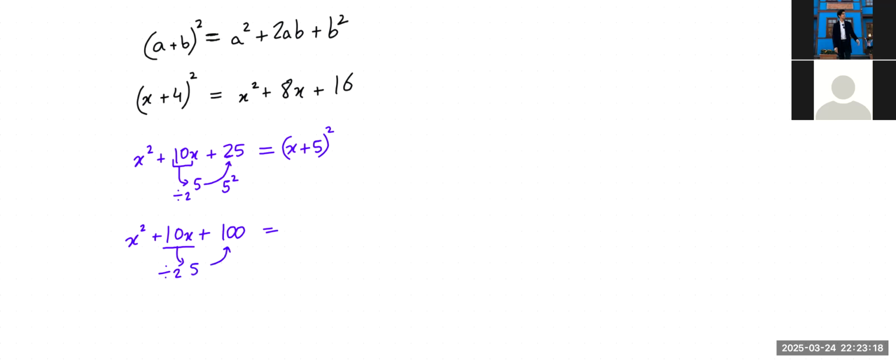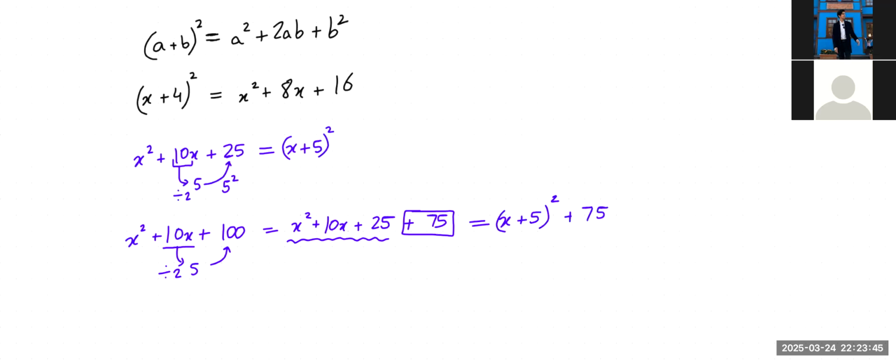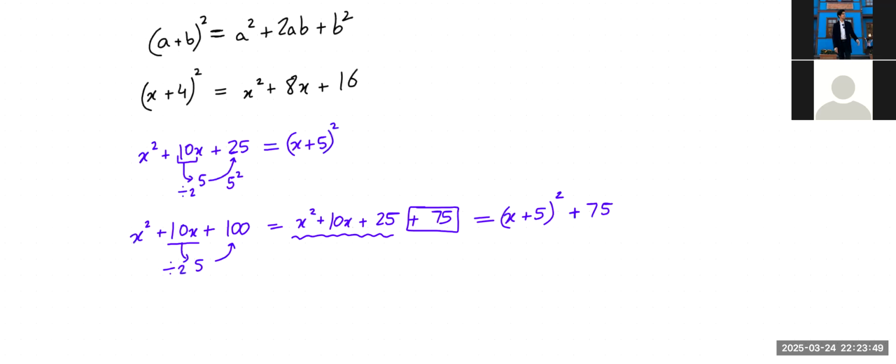So let's put a 25 there. But to keep the equation the same, let's add 75 extra on the side, because ultimately this is still 100, isn't it? By doing this, by splitting the 75 out, I have created a completed square. X squared plus 10x plus 25 is indeed x plus 5 whole squared. But I have a 75 left over because this didn't fit in. I needed 25 here, but I had 100. You see what I mean? So I've completed the square.